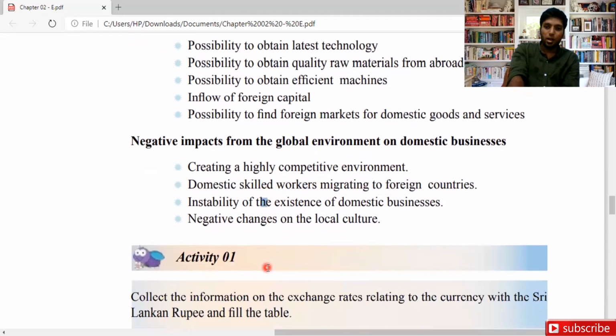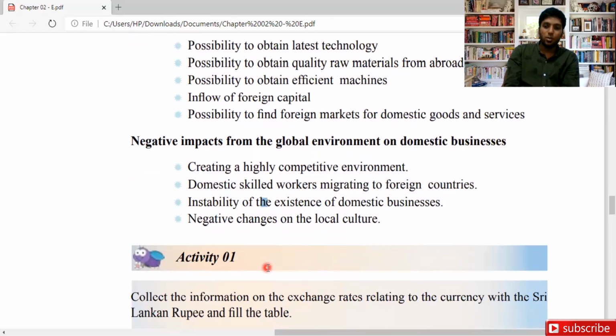Creating a highly competitive market. Certain multinational companies, big companies will come into our country, and they will not go. I don't want to say this, but there are many companies in our country who are earning millions and billions of money, but they are not showing how much they are earning. Actually, they are taking that money to different countries. So this is impacting our country very much.